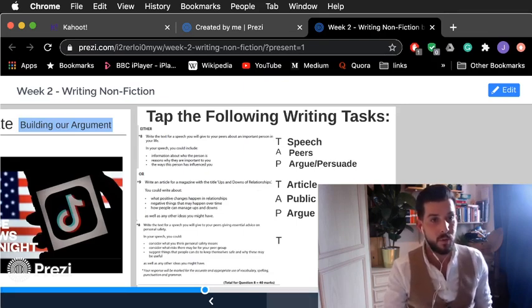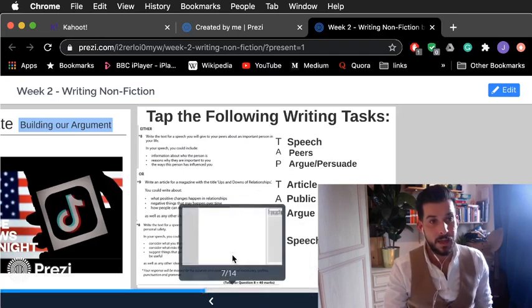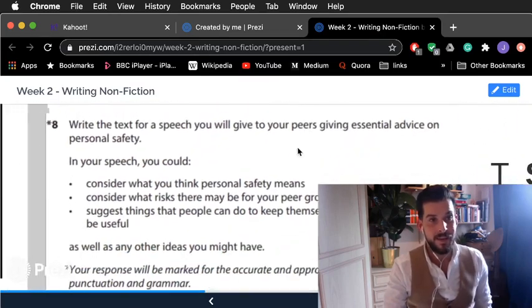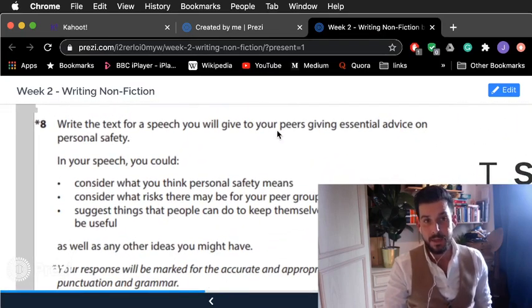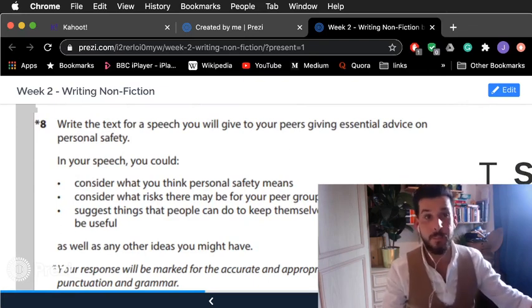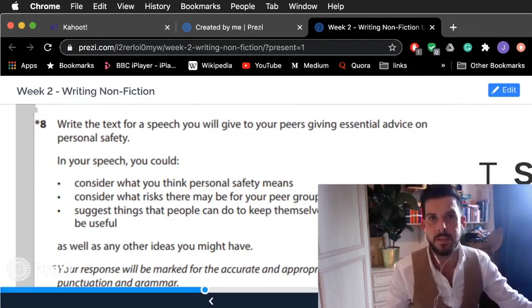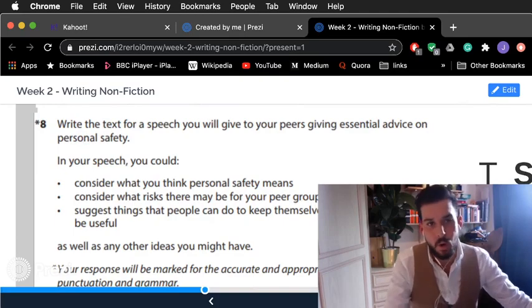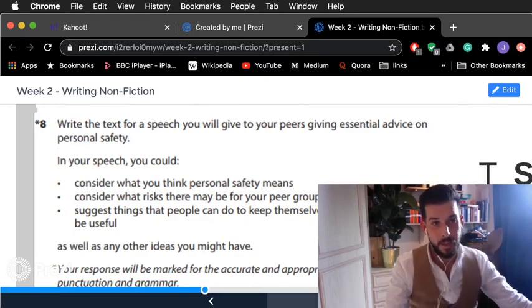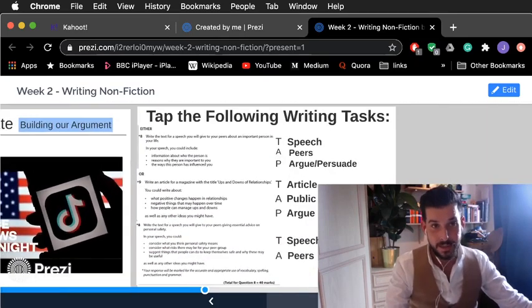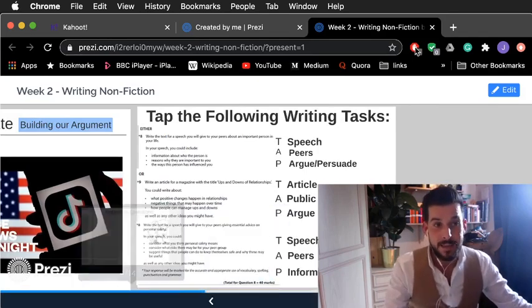Our last one there, okay, so the type is a speech. I haven't zoomed in there. As you can see here, a speech, again to peers. It seems pretty popular that peers come up, so if you're not sure what peers means, people of your same age, of your college group maybe. The next thing, the audience, yes, is peers, and then finally the purpose. It's to inform and advise, that one.